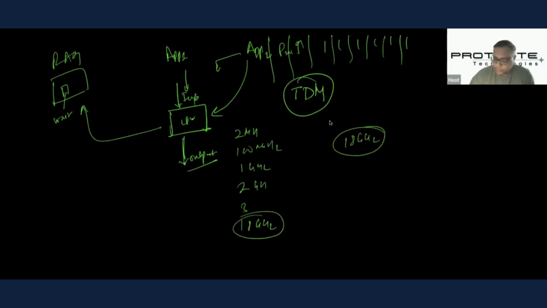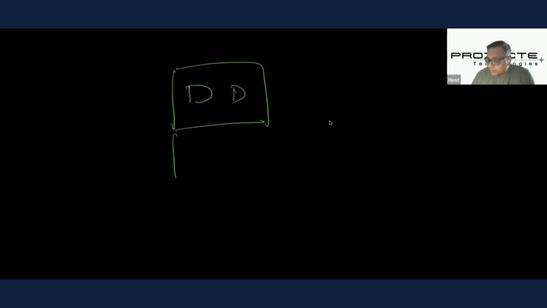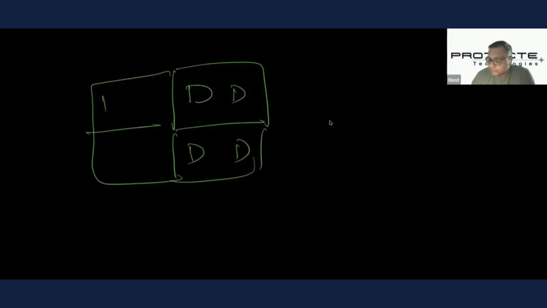So that is broadly how a CPU works. Now, a CPU nowadays doesn't have one single core. It has 2 cores. It might have 4 cores. It might have 8 cores. It might have 16 cores.